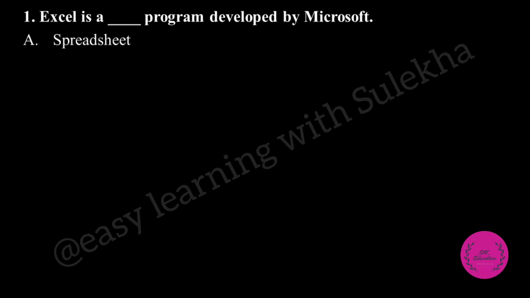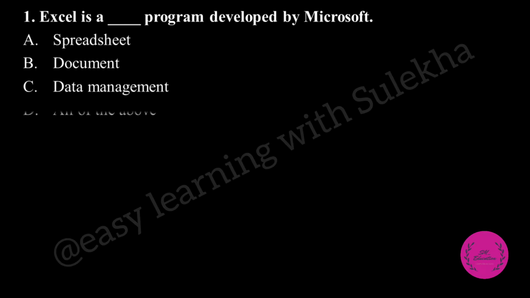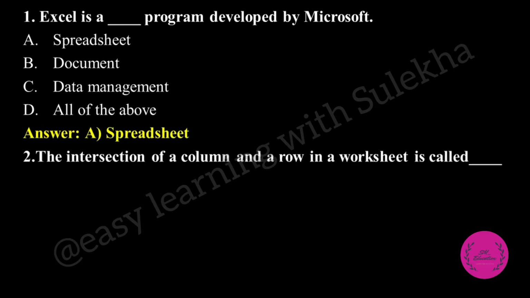First question: Excel is a dash program developed by Microsoft. Options are spreadsheet, document, data management, all of the above, and the right answer is spreadsheet program. Then, the intersection of a column and row in a worksheet is called dash. Column, address, value, cell, and the right answer is cell.